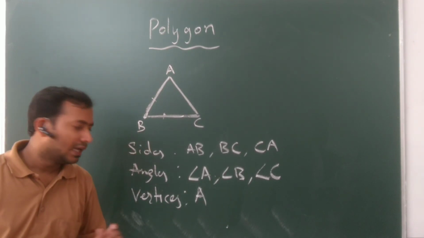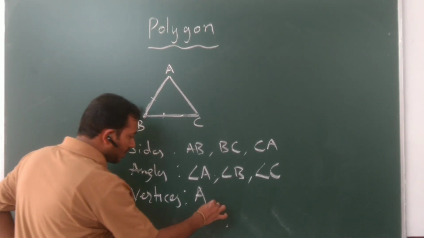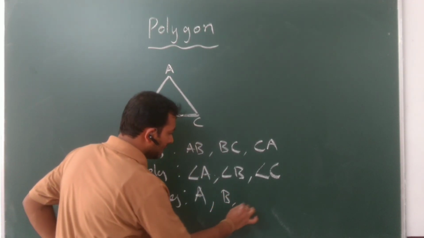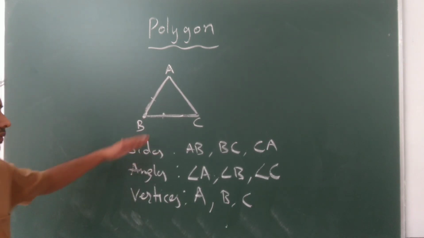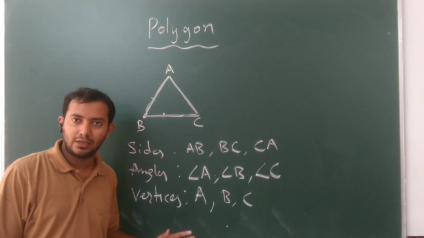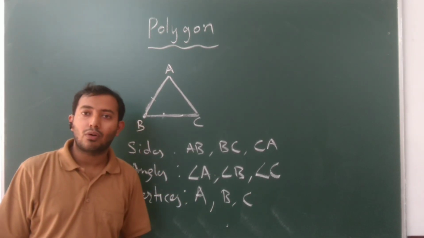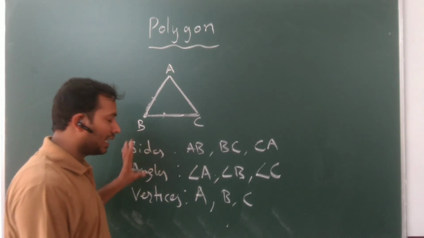Vertex is a singular form. Vertices is a plural form. So how are we going to represent the vertices here? A, B, C. This way we are going to represent. So is there any diagonal? No, there's no diagonal. We'll try to understand what a diagonal is. Okay, and diagonal will start with the quadrilateral. Okay, there is no diagonal in this case.